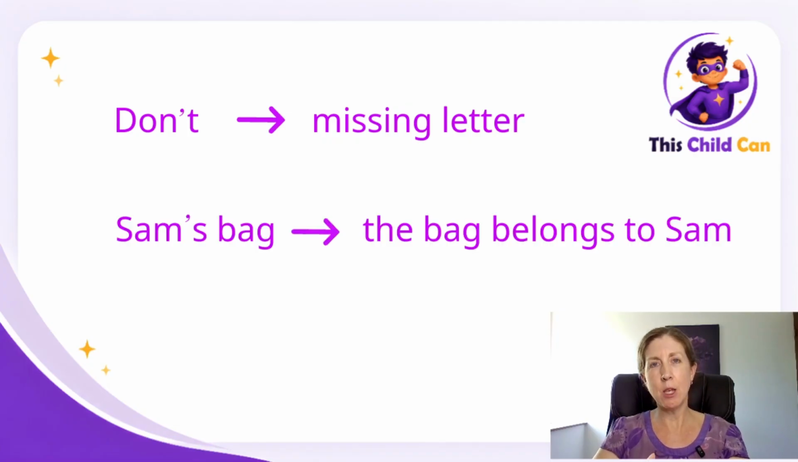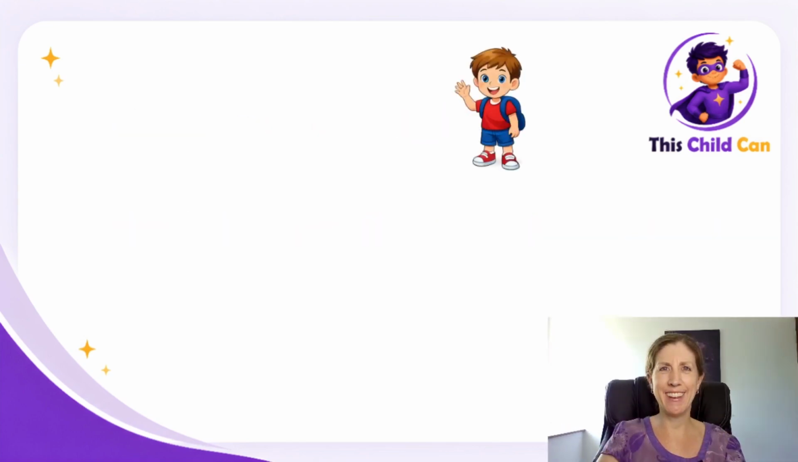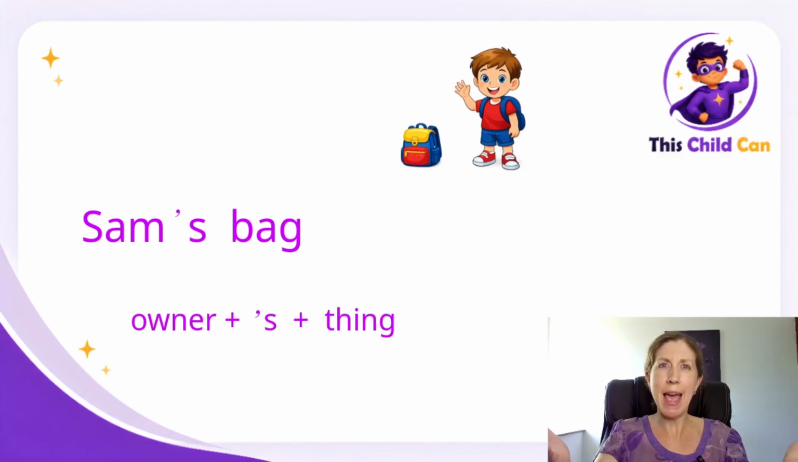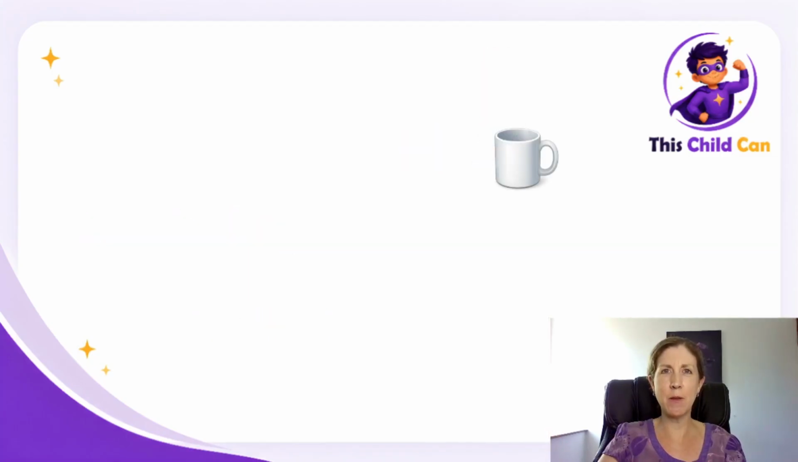In Sam's bag, the apostrophe shows that the bag belongs to Sam. So let's build it from the beginning. We start with the owner, Sam. Then we add apostrophe S. Then we add the thing that belongs to Sam, his bag. So we have owner, apostrophe S, and the thing that belongs. Sam's bag.